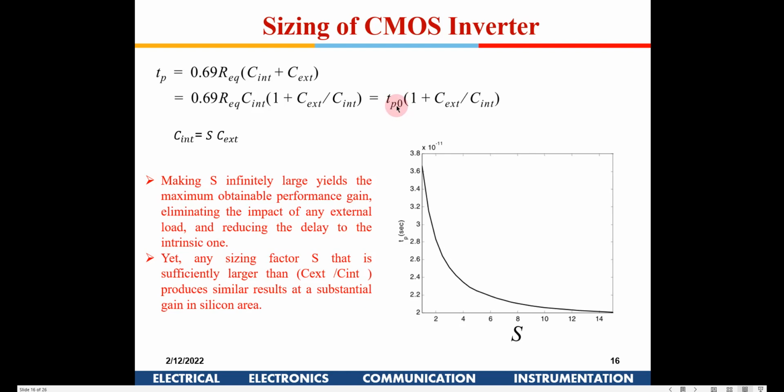This is the intrinsic delay, right. So if you keep increasing the size of the transistor, TPO doesn't change. But the total delay is TPO plus C external by C internal. Now if you keep increasing the size of the transistors of the inverter to a large extent, that is S here, you will find that the C int becomes the major dominating one. So that offsets the effect of C external, and then this delay will come to TP0. Is it okay?